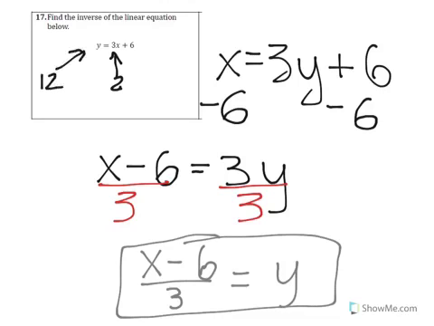So if this actually is the inverse, then when I put in a 12, I should get out a 2. Well, let's try it. I put in a 12 here. 12 minus 6 is 6. 6 divided by 3 is 2. So that works. This is, in fact, the correct inverse function from the one above.